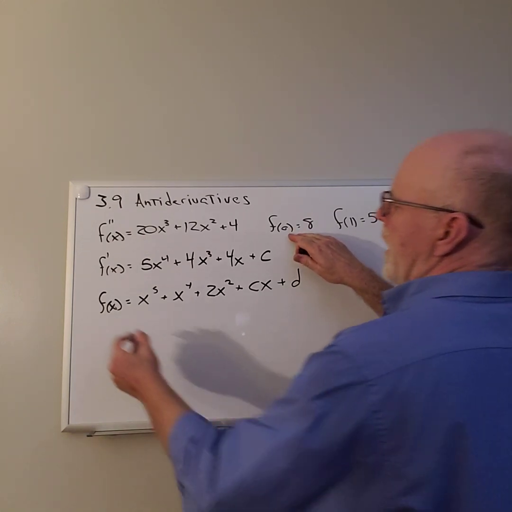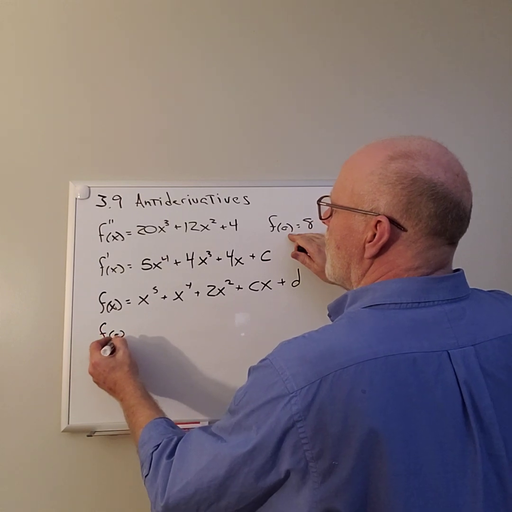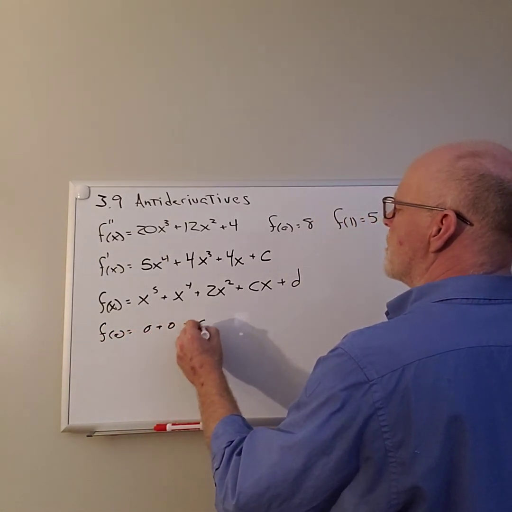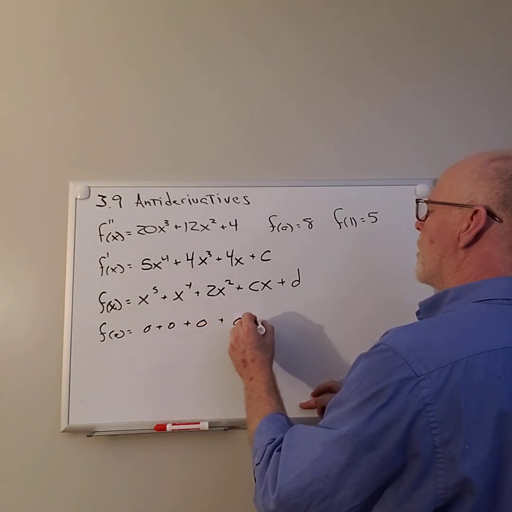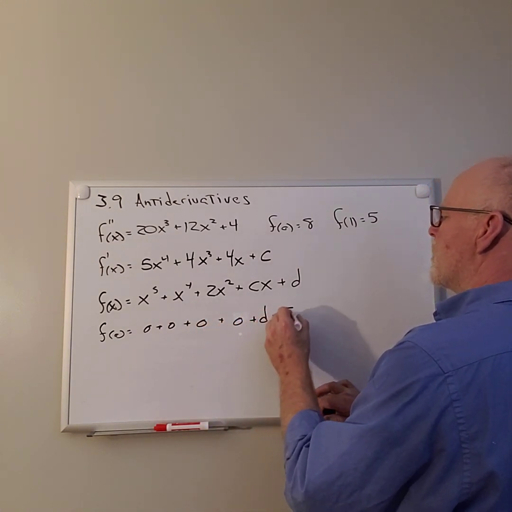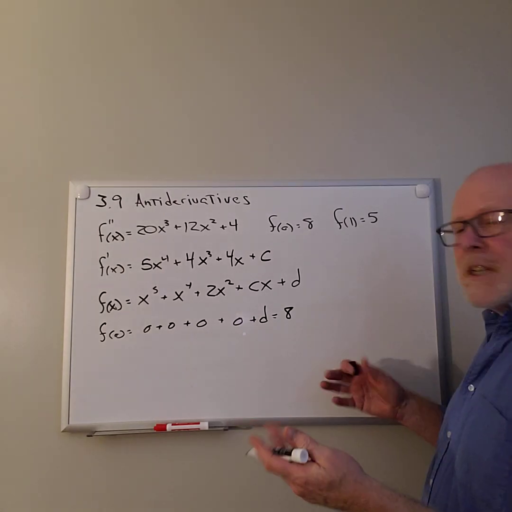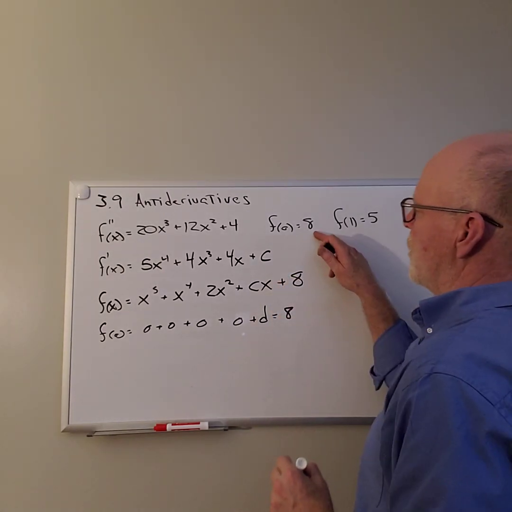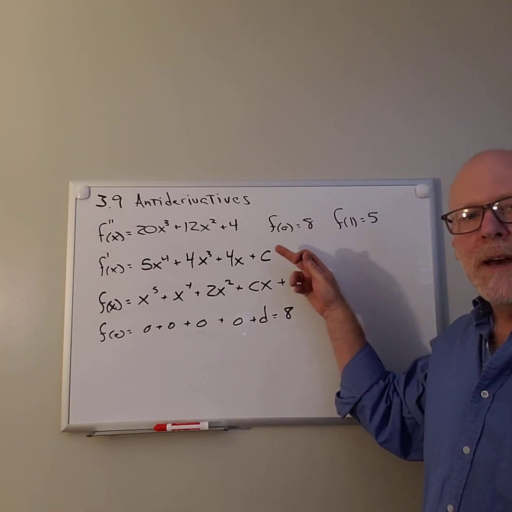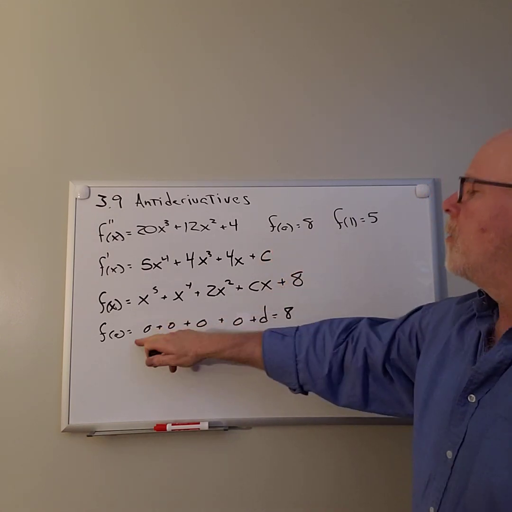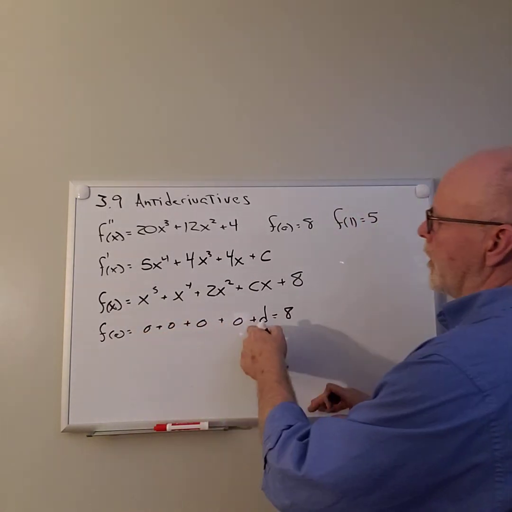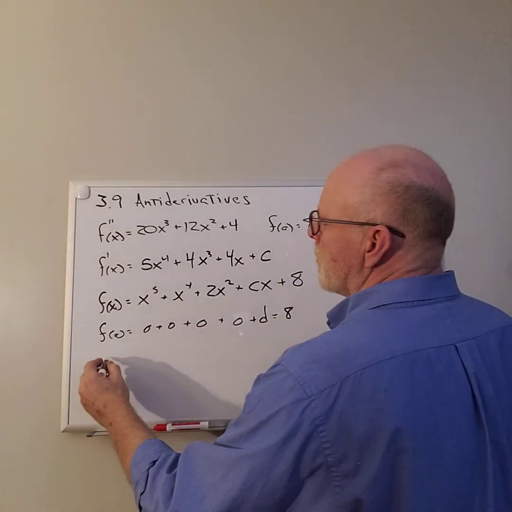Now here we know that f of 0 is 8. Well, that's going to be 0 plus 0 plus 0 plus 0 plus D equals 8. So we know that D is going to be 8. Our initial value problem is always easier when we actually do have f of 0 to start with, especially when we're dealing with polynomials, for exactly this reason. Put a 0 in and all you're left with is the constant.